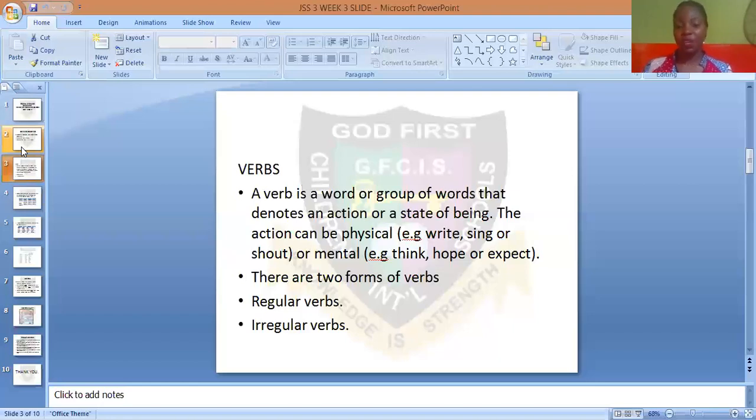There are 2 forms of verbs, which are regular verbs and irregular verbs. These are the 2 forms of verbs in English language: regular verbs and irregular verbs.